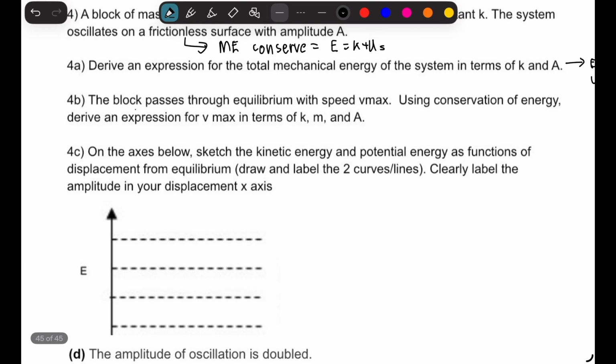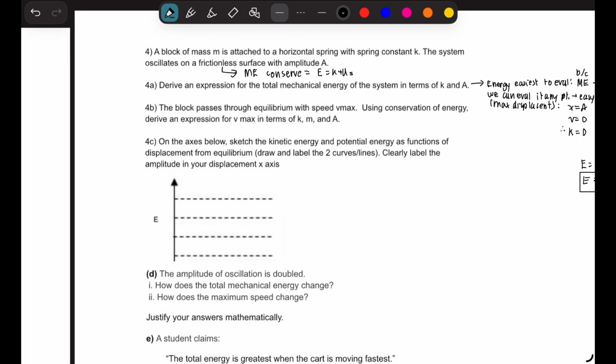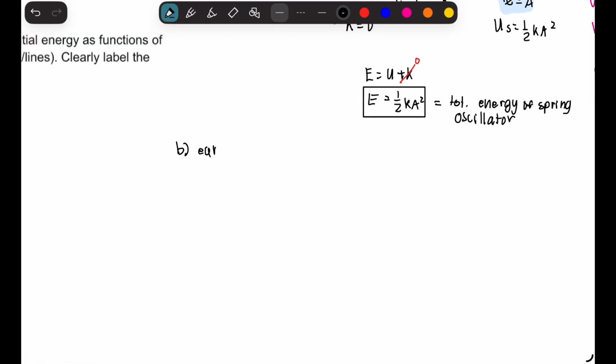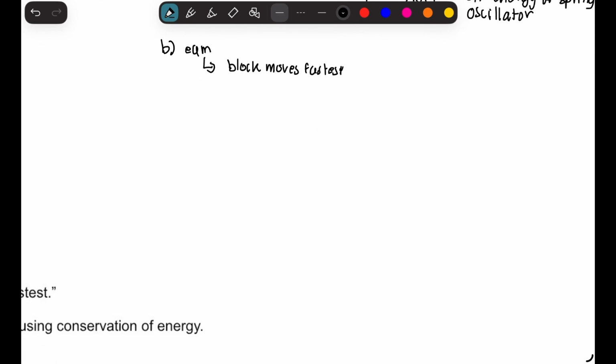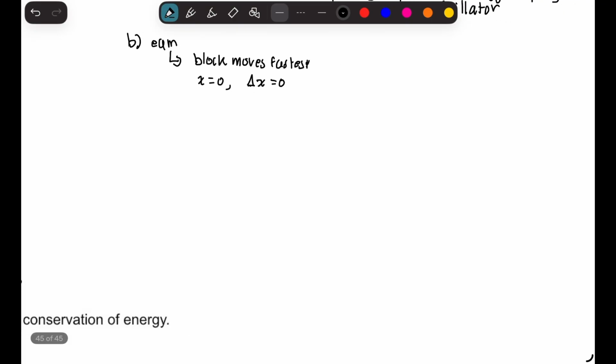Just derive the block passes. Okay, the block passes through equilibrium with a speed V max. Using the conservation of energy, you have to derive an expression for V max in terms of K, M, and A. So how are we going to do this? You can start off with the fact that at equilibrium, this is when the block moves fastest. At this point, because at equilibrium your x is equal to 0, your displacement is equal to 0 because you're at your starting position. So that means that your spring potential energy is equal to 0.